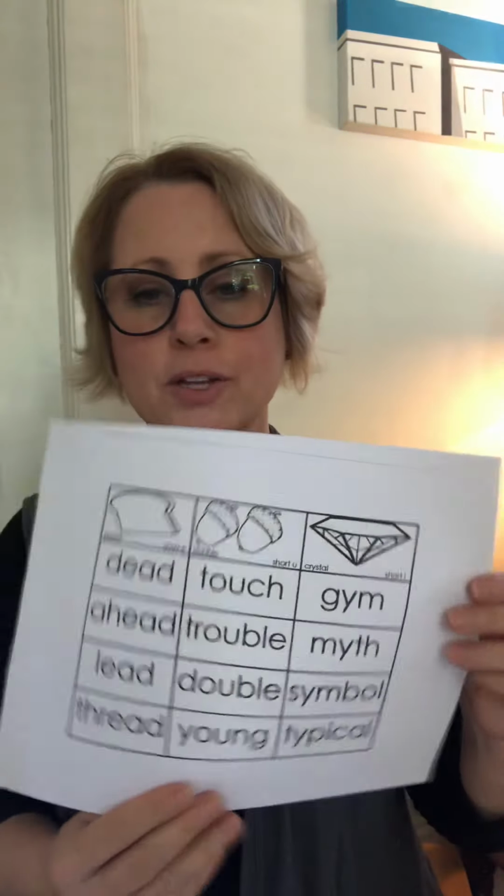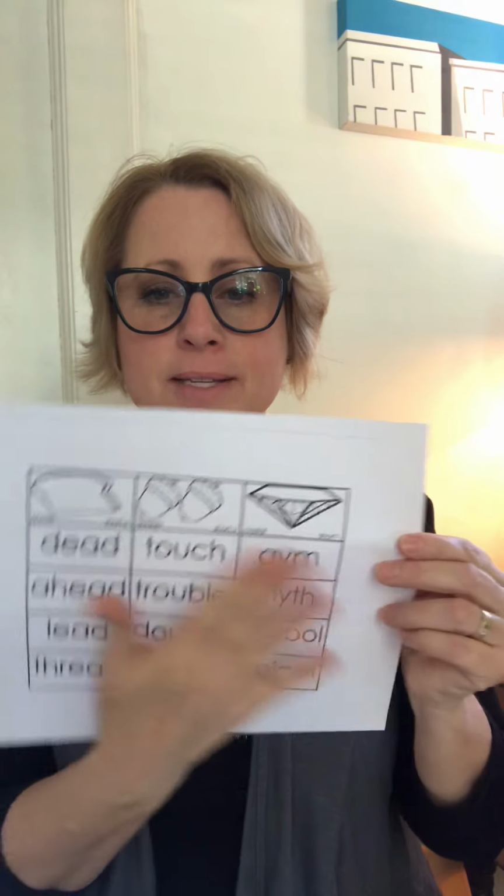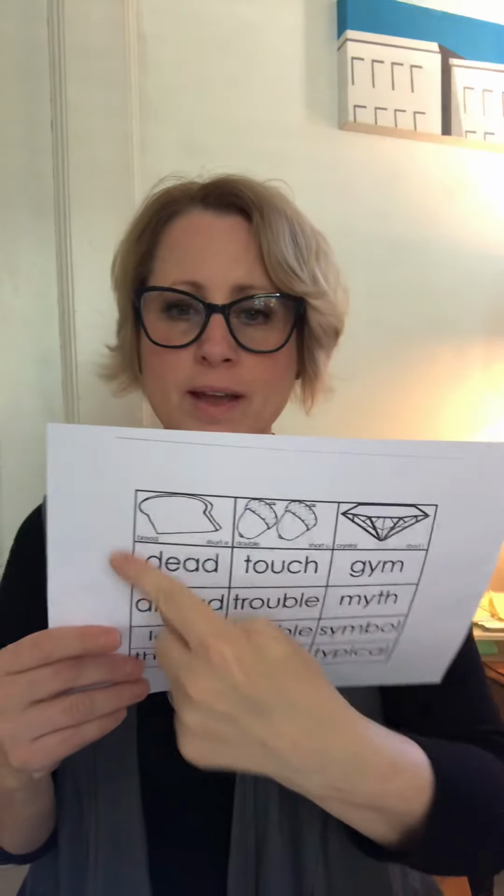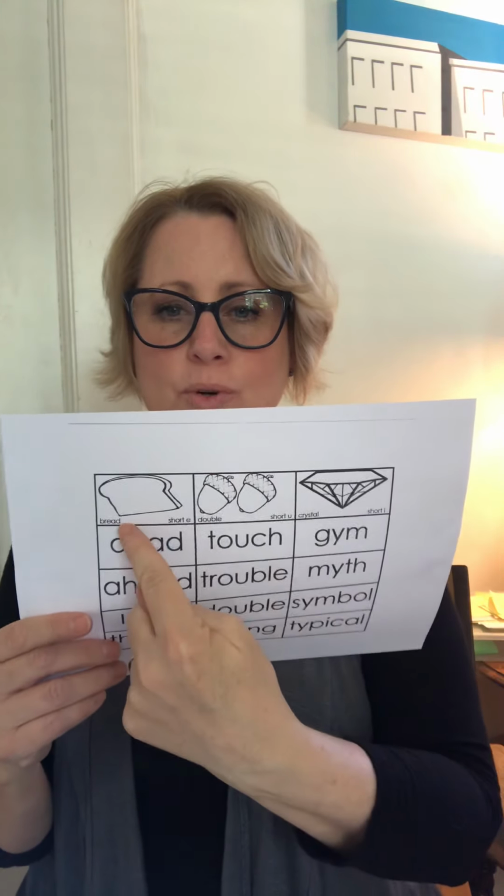All right, so short E, short U, and short I. We've got 3 different families this week: short E, short U, and short I. So make sure when you cut out your categories and you turn your words upside down that you're listening for which family it goes into, short E, short U, or short I. And you need to say it out loud.